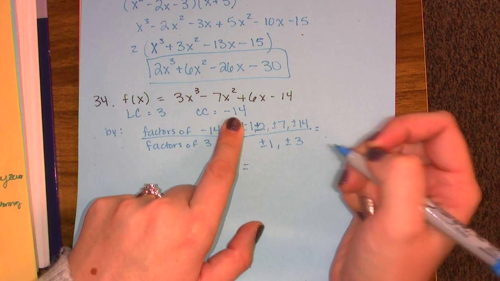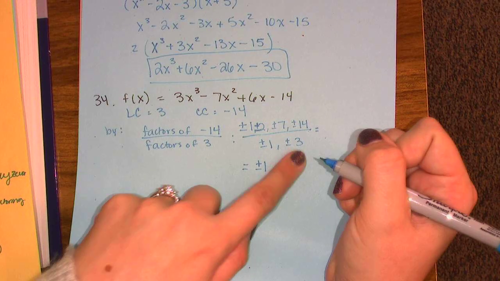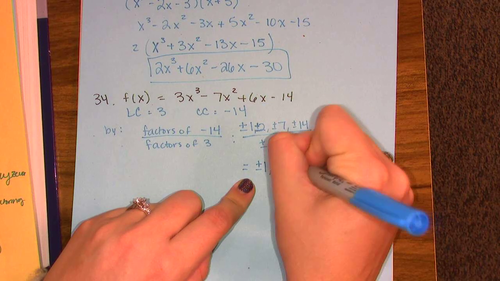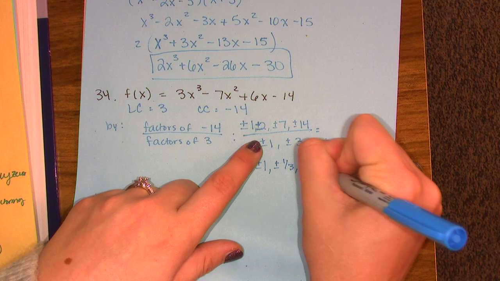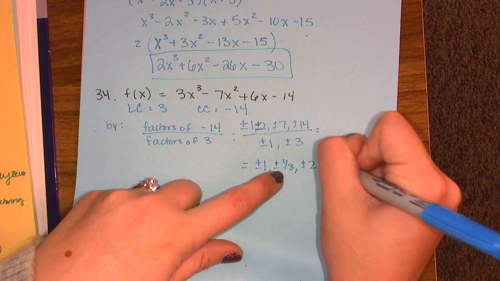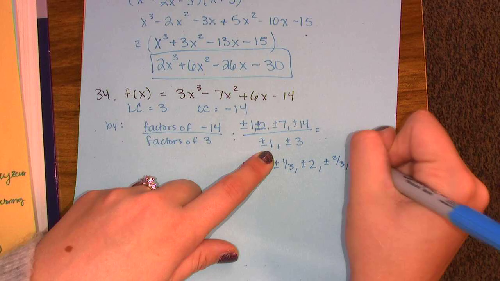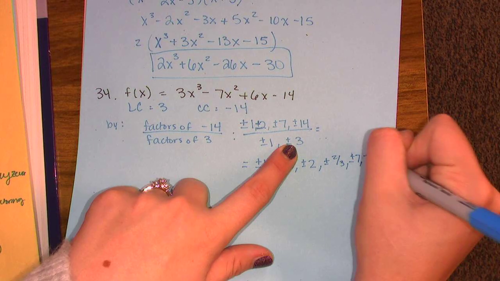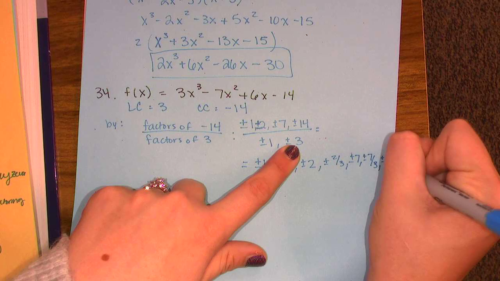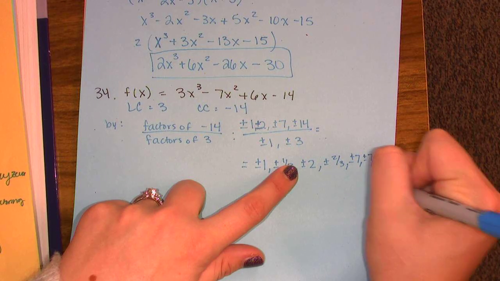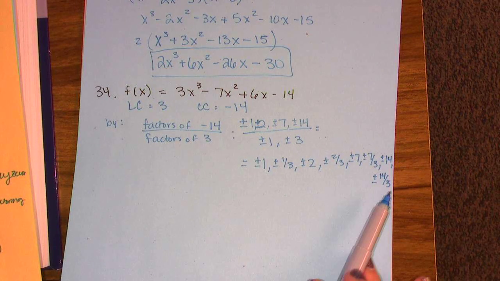I have 1 over 1, so that's plus or minus 1. I have 1 over 3, so that's plus or minus 1/3. I have 2 over 1, so that's plus or minus 2. 2 over 3, so that's plus or minus 2 over 3. 7 over 1, so I got plus or minus 7. Plus or minus 7 over 3. Plus or minus 14, and then plus or minus 14 over 3. These are all possible factors of this.